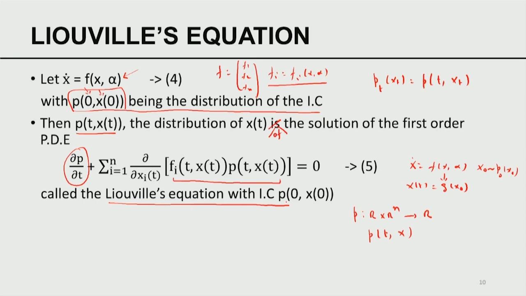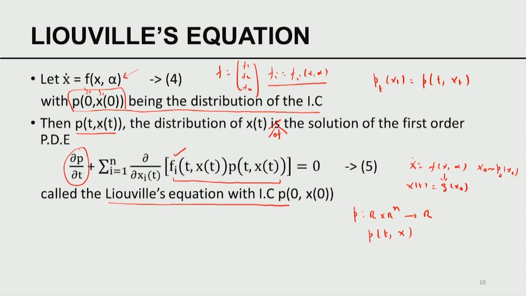So the probability density function may vary in time, but what are the conditions? It must always be non-negative, and the total amount of probability must be preserved equal to 1. It is a simple statement about the conservation of the probability mass at all time that leads to this partial differential equation. Now please understand, fi's are known, p(t, x(t)) is not known. What is the claim? The solution p(t, x(t)) is obtained by solving the partial differential equation in phi. This equation is called Liouville's equation.